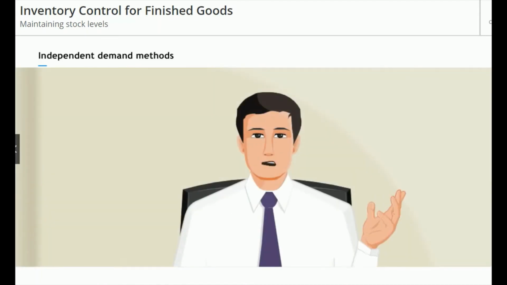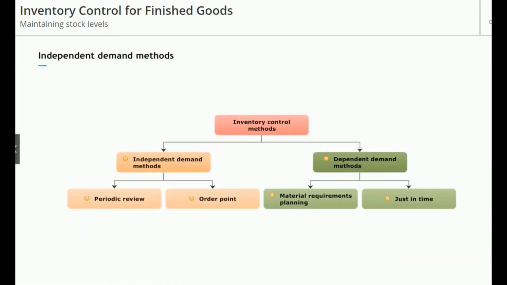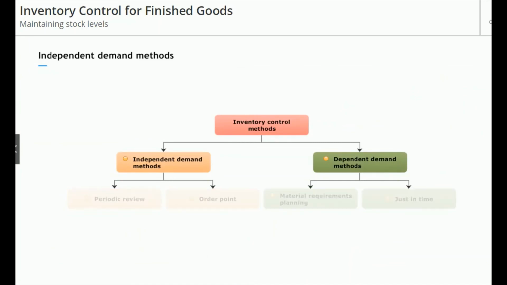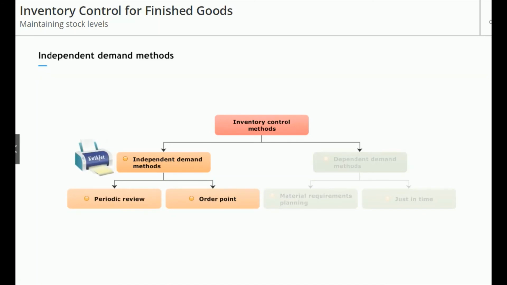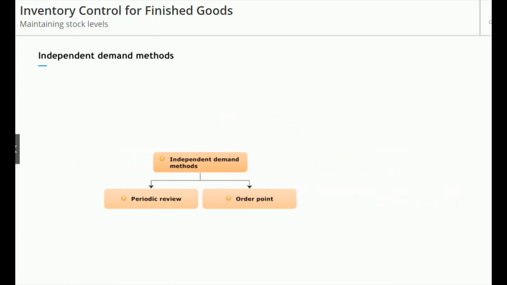Well, that's nice, but why do I need to know all this? Because there are different inventory control methods for each type. For independent demand items, like the QuickJets, we use either periodic review or order point methods. For each type of item, you will learn how much inventory to keep, when to order, and how much to order using the periodic review and order point methods.